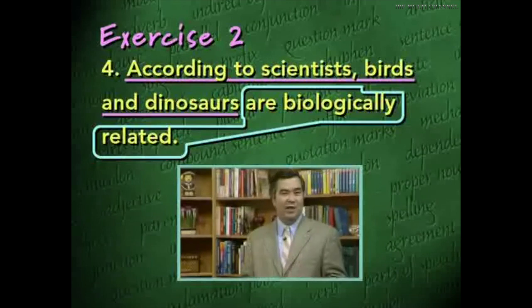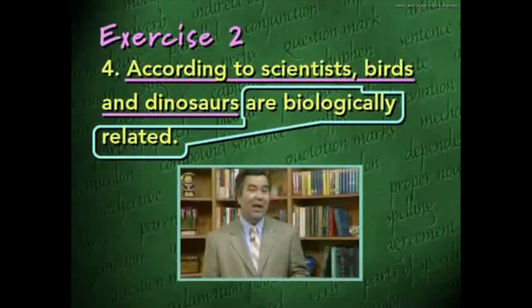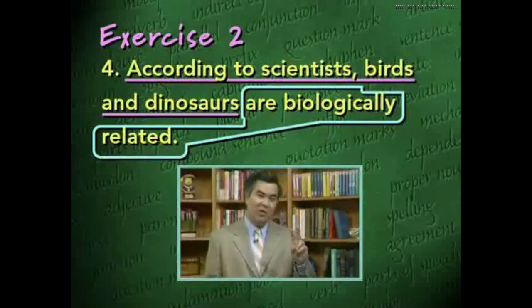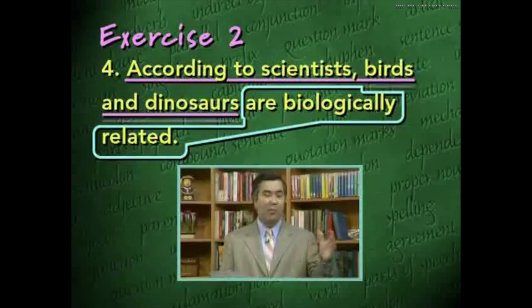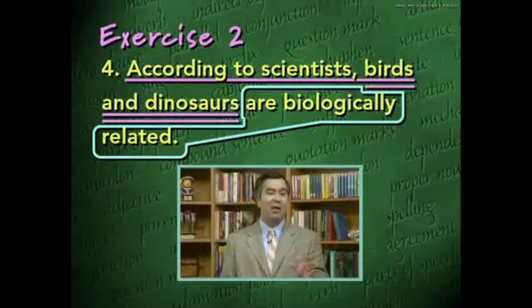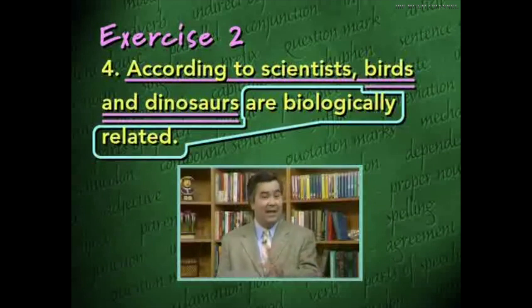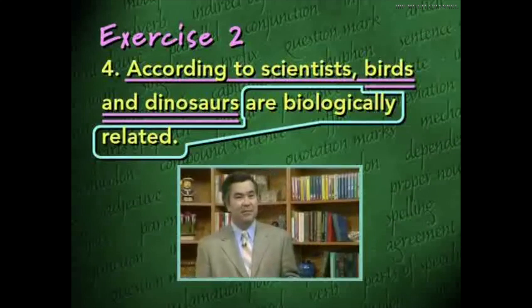Now let's go back to the subject. What's the simple subject here? Do you notice anything unusual about it? In this case, we have a compound subject because there are two subjects, both equally important, connected by the word and. Birds and dinosaurs. So those two words together with the word and connecting them make up the simple subject in this particular sentence.